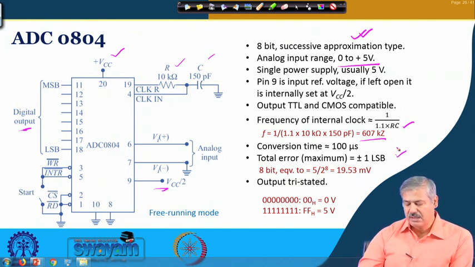That is if you are talking about this 5 volt reference. In terms of voltage, this error becomes plus minus 19.53 millivolt. The output is tri-stated. And if this output is all 0, you get 0 volt; if all 1, you get 5 volt.